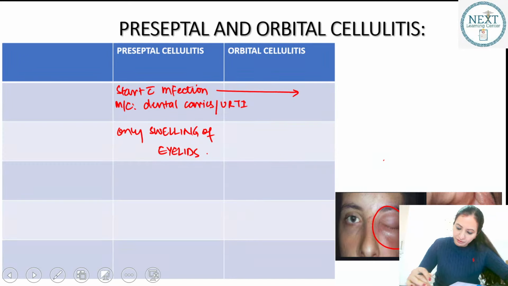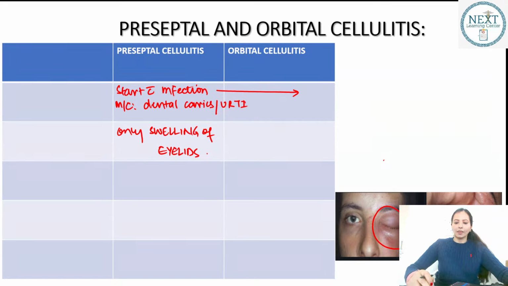Is it blank for everybody? In preseptal cellulitis, is it blank for everybody?